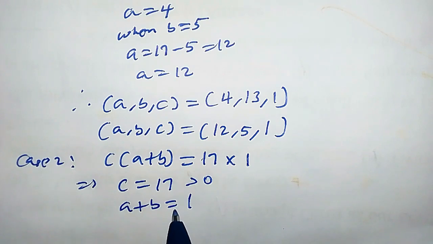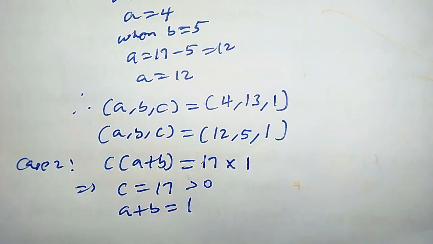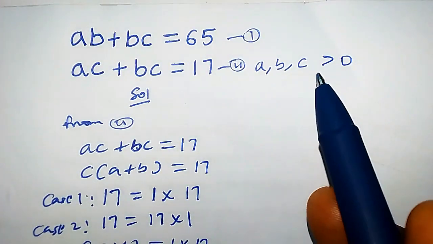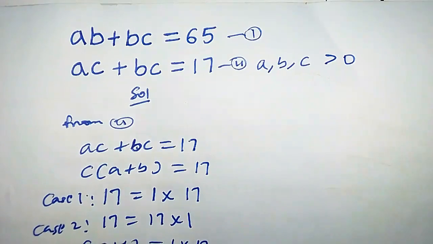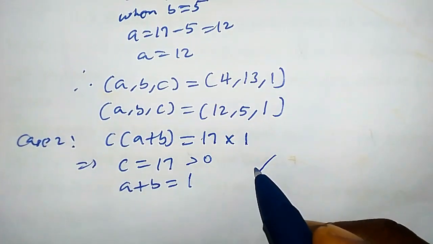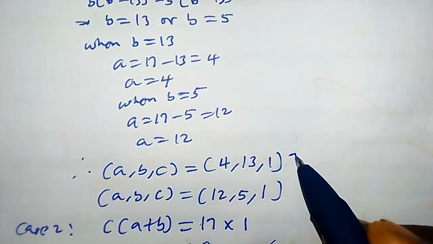For this to hold, one of these must be 1 and the other must be 0. And if one of these happens to be 0, either A or B, that will violate our condition. That is, A, B, C must be greater than 0. So that means that case 2 has no solution. So the solutions required are these.